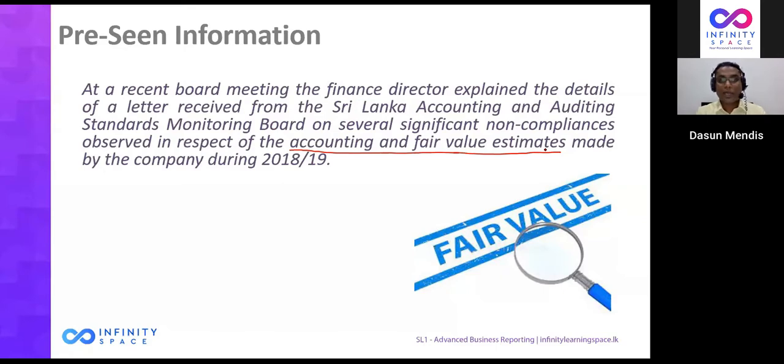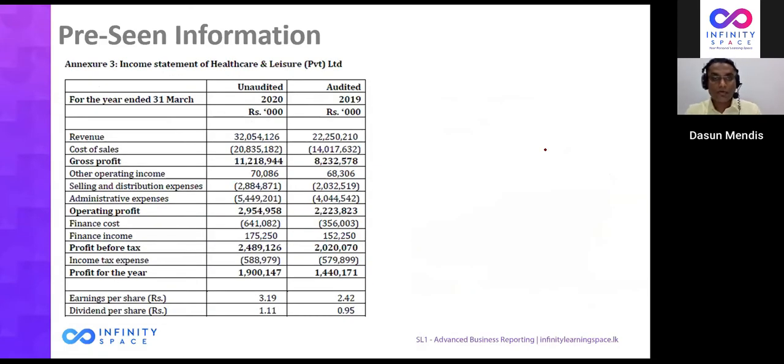So when you are preparing the financial statements for the current financial year, you need to ensure that these non-compliances are no longer there, right? The standard applicable for fair value measurement is SLFRS 13. By keeping that in mind, before moving to the technical aspect of the standard, let me go through the financial statements of HCL.